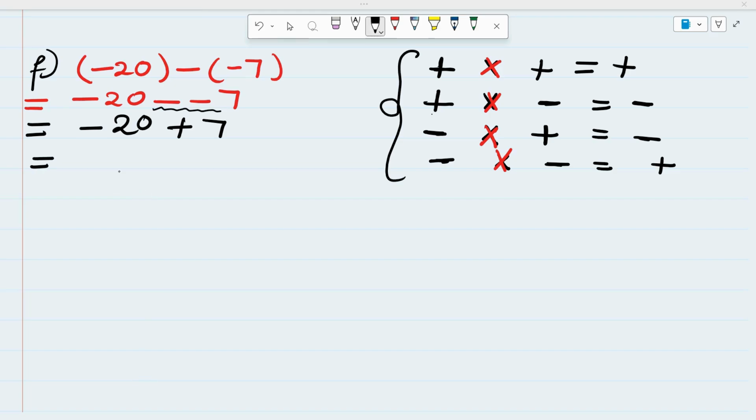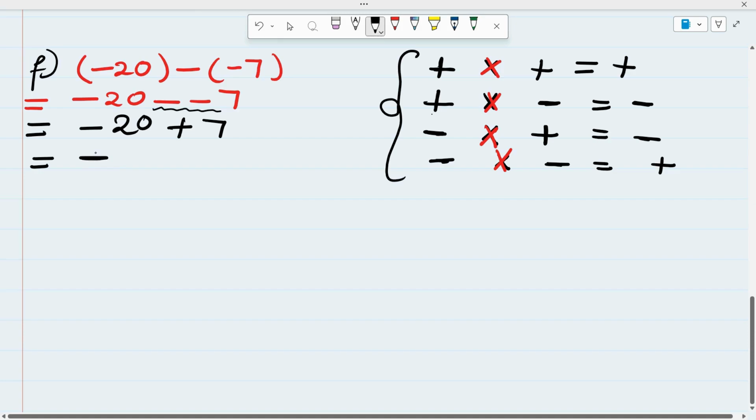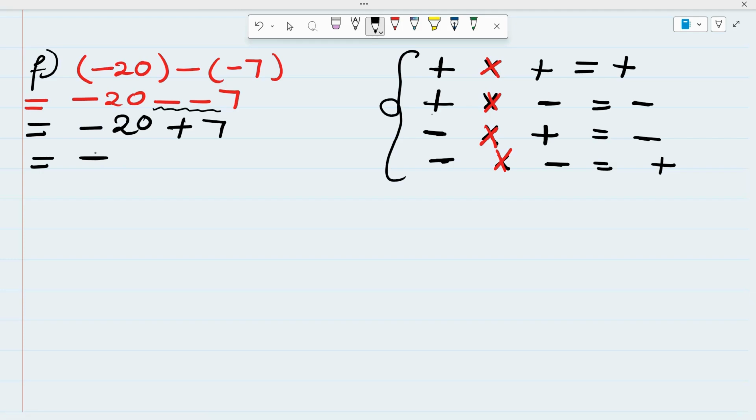Signs are different. So if signs are different, we take the sign of the bigger number. And in this case, the bigger number is 20, and 20 carries a negative. So a negative we take, and we subtract 7 from 20, and we'll get 13. And this is our final answer. Let's take the last two questions.